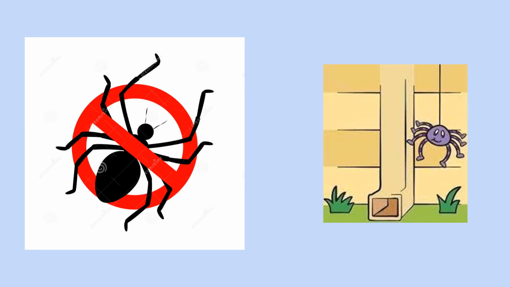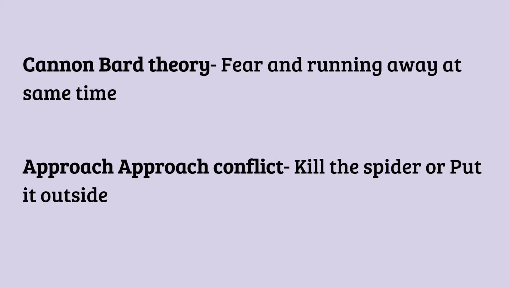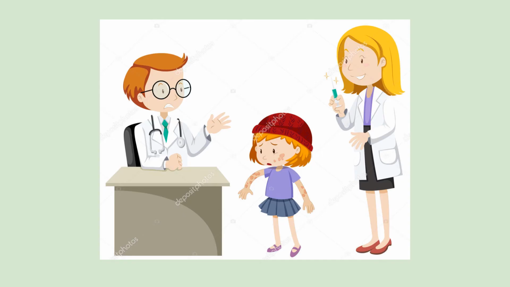Her having the emotion and the physical arousal at the same time is known as the Cannon-Bard theory, which uses two different parts of the brain at the same time. Her having two options that she likes is known as the approach-approach conflict.